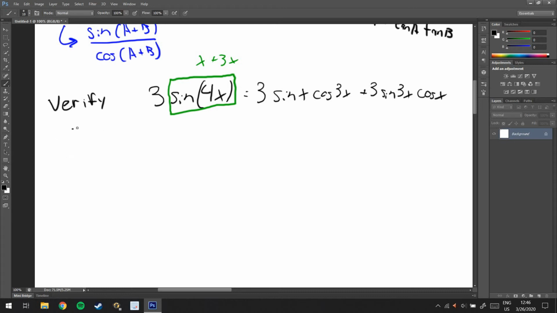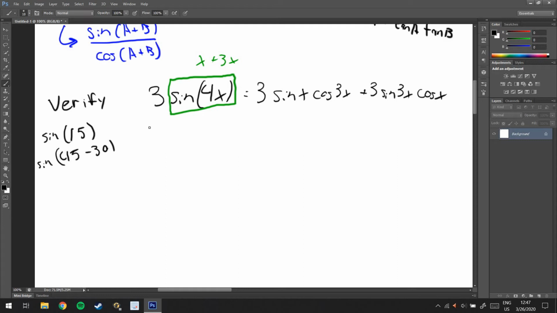If we had, say, sine of 15 degrees, well, I know I can write 15 as 45 minus 30. So this is really sine of 45 minus 30. And then we just applied our rules and just plugged in the values from the unit circle.